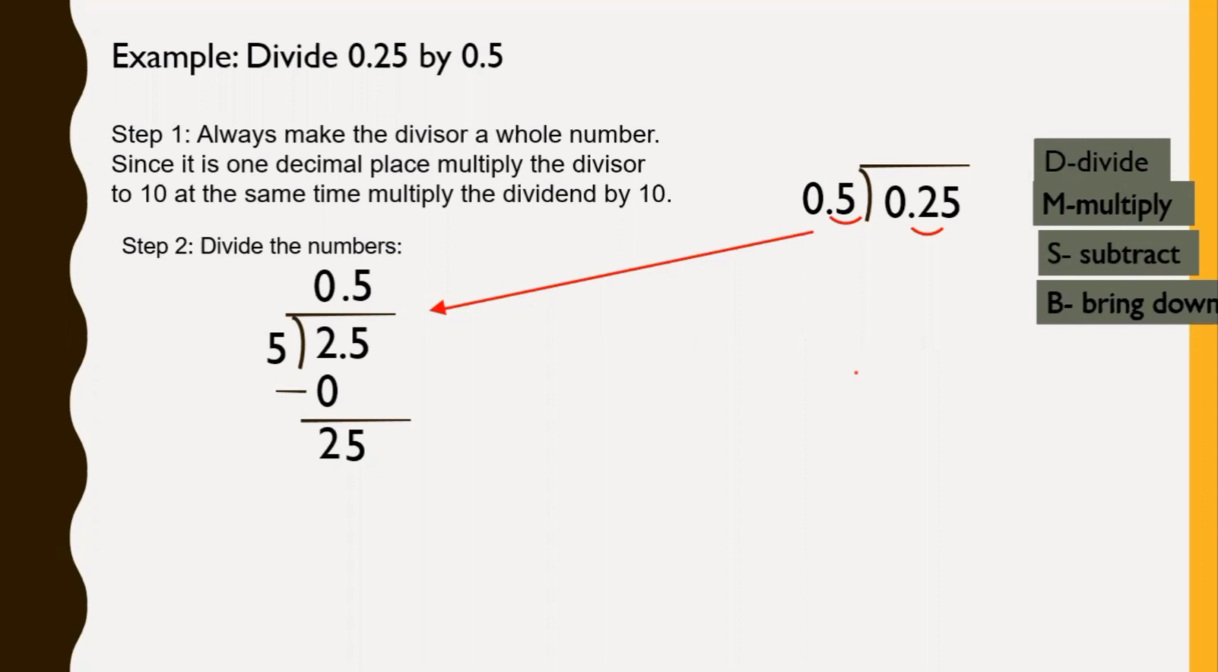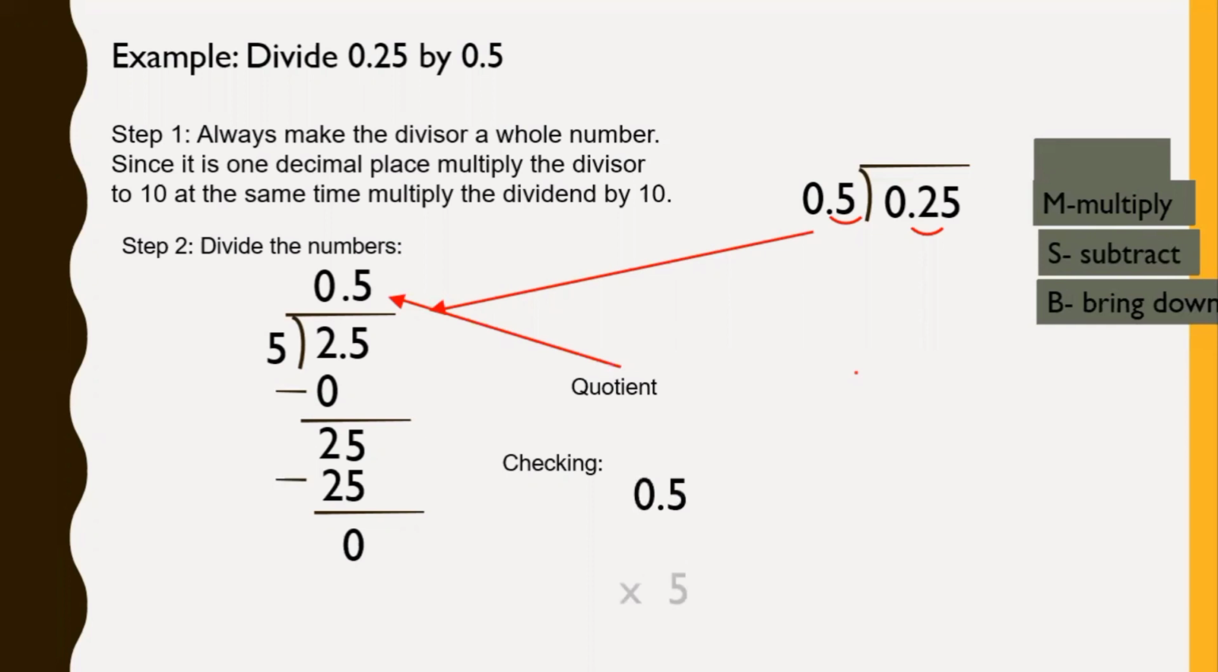Now, we have 5 times 5 is 25. Okay, that is multiplication, and then subtract. We have 25 minus 25 is 0. Wala na tayong pwedeng i-bring down. Now, 5 tenths is our quotient. Let's proceed to checking. We have 5 tenths times 5. This is our quotient, and this is our divisor. The answer must be the same with the dividend.